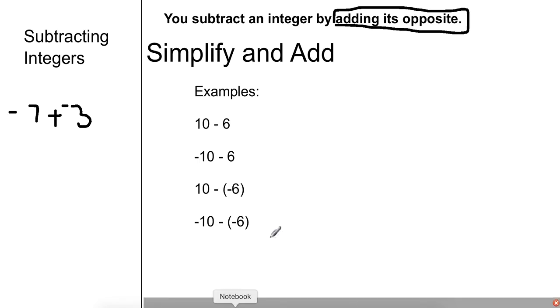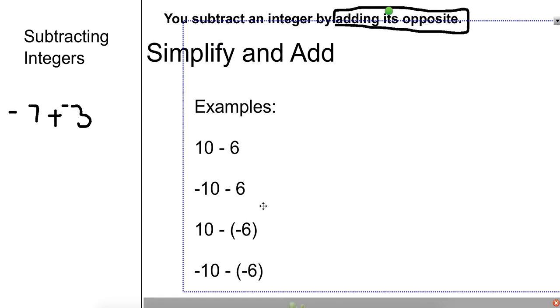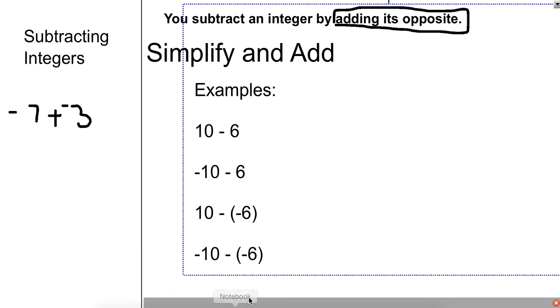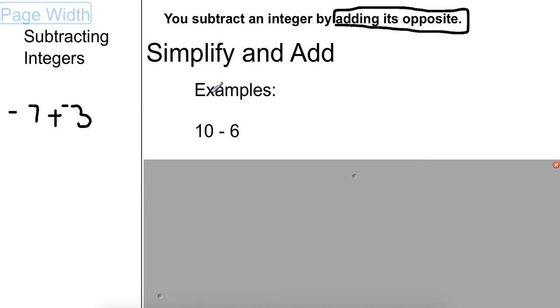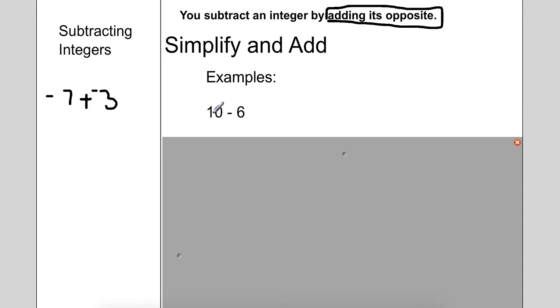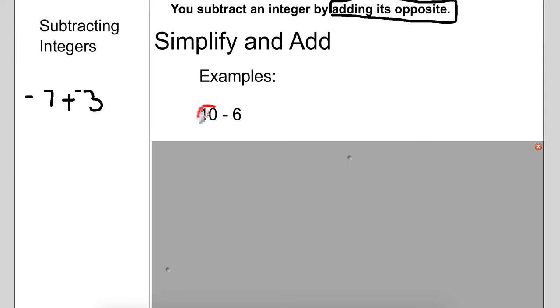All right, so let's look at a couple examples here. I'm going to make them a little bit bigger. Now, if you simplify, remember we talked about combining like terms. We want to remember to always circle what's in front of the number. So here we have 10 and we have a negative 6. So we just ask ourselves that's our simplifying. Now we just add them. Who won? The positives did. By how much? By 4. We also know 10 minus 6 is 4.